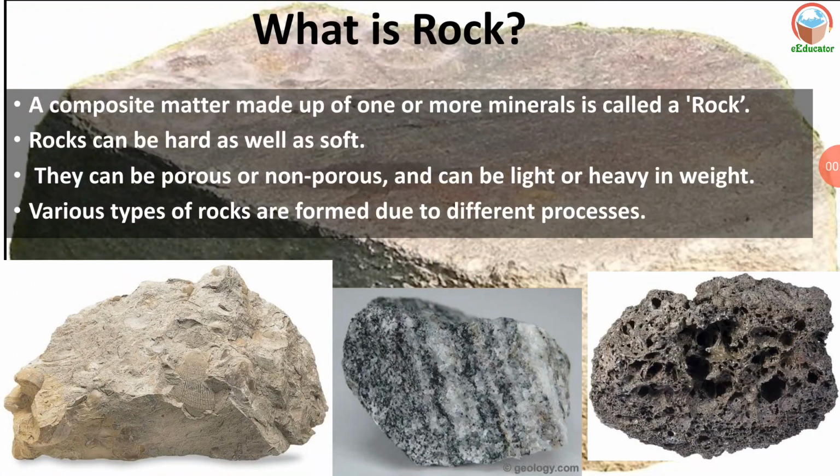What is rock? A composite matter made of one or more minerals is called a rock. So the matter which is made up of at least one or more than one mineral is known as a rock. A rock can be hard as well as soft. These are the characteristics of a rock.